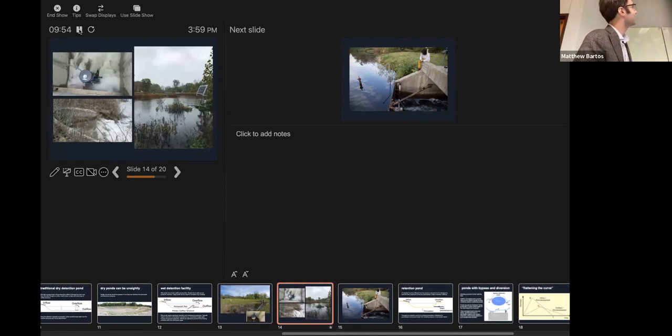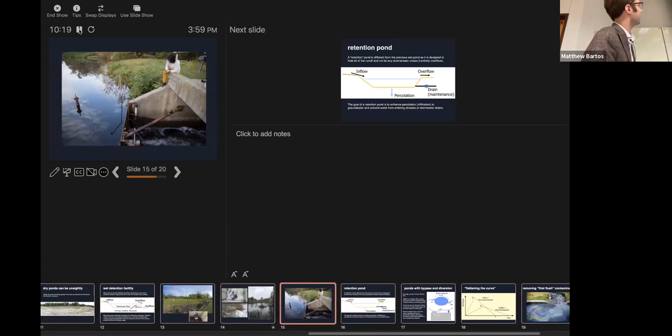Here are some images of that outlet in action. On the right, you have what the pond looks like after a big storm event. You can see the outlet structure is completely inundated. And on the inside, when you open up the valve, you get a spout of water coming out. So there's a lot of pressure built up there. This is what that wet pond will look like when it is completely full.